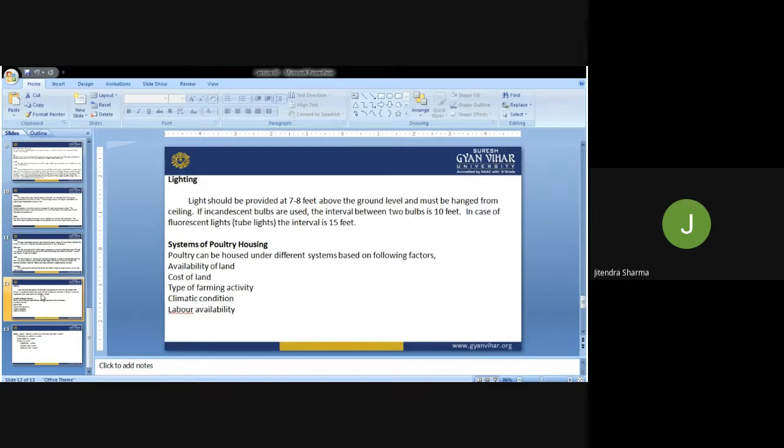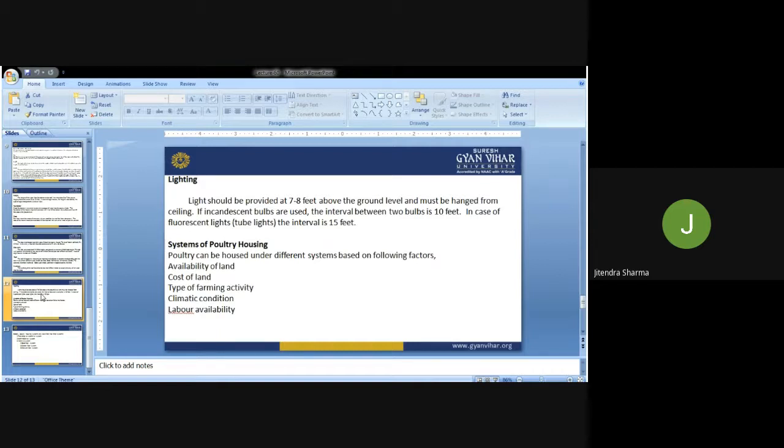Then the system of housing. In the last session we were discussing what kind of system we have in poultry housing. Poultry can be housed under different systems based on the following factors: availability of land, cost of land, type of farming activity, climatic conditions, and labor availability. These are the basis. On the basis of that, we can build the house. The availability of land is very important. The cost of land is also important, because the entire thing depends on how much we have in our kitty to purchase the land.